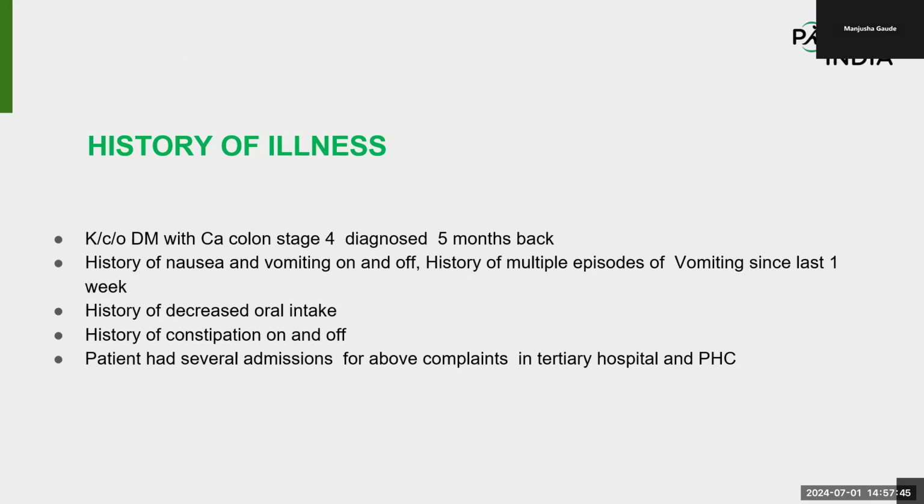History of illness. She's a known case of DM with CA colon stage 4, diagnosed 5 months back. History of nausea and vomiting on and off. History of multiple episodes of vomiting since last 1 week and decreased oral intake. There was a history of constipation. Patient had several admissions for above complaints in tertiary hospital and PHC.